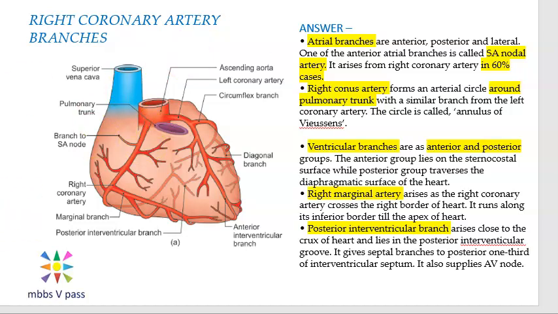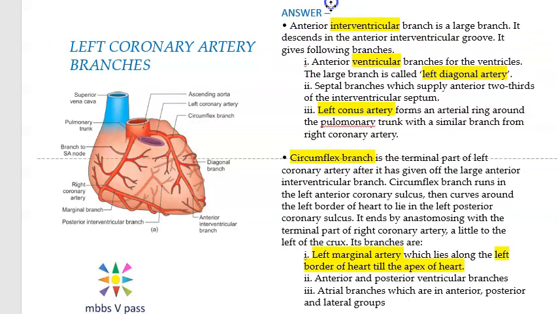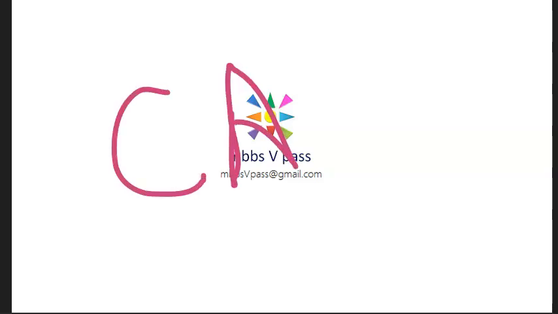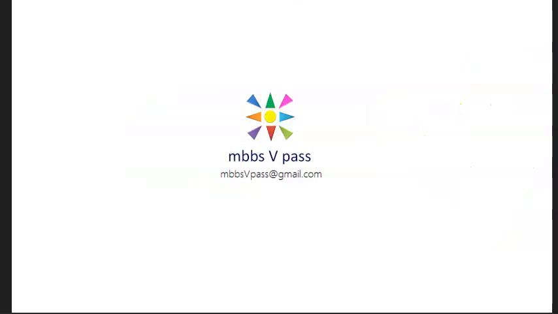Now let's move to which one? Left coronary artery. Very good. Let's look at the branches. While we are here, let's learn some facts. These coronary arteries get filled when the heart is in diastole. When the heart relaxes, the blood from the aorta flows into the coronary arteries during diastole of the heart.